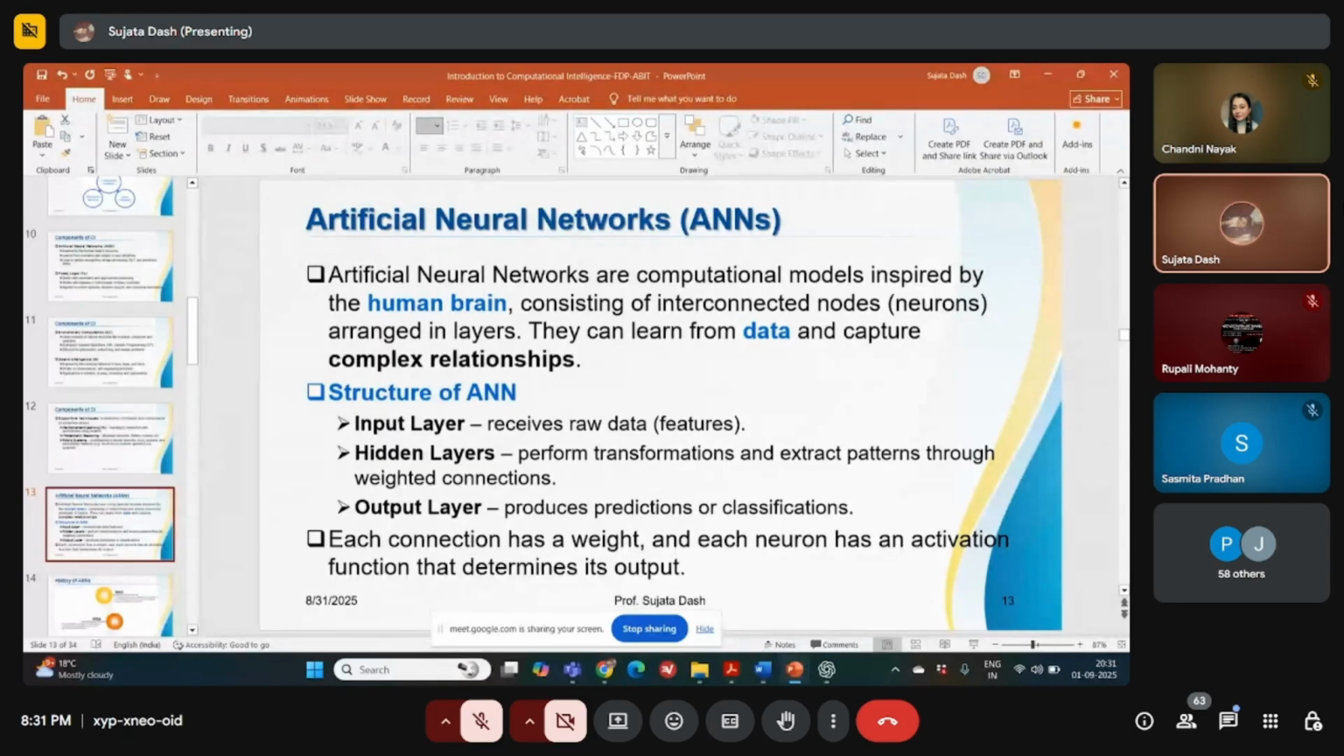Once the weighted sum of inputs is computed, it goes through another function, which is called the activation function. The activation function processes this weighted sum of inputs, and then it finds the output for the neuron.